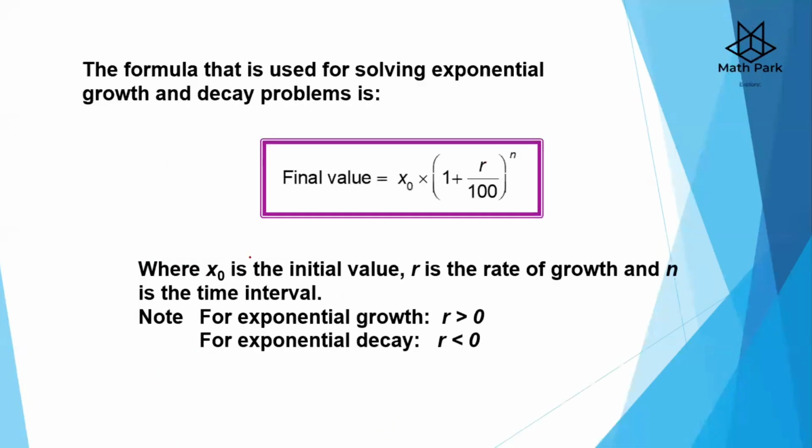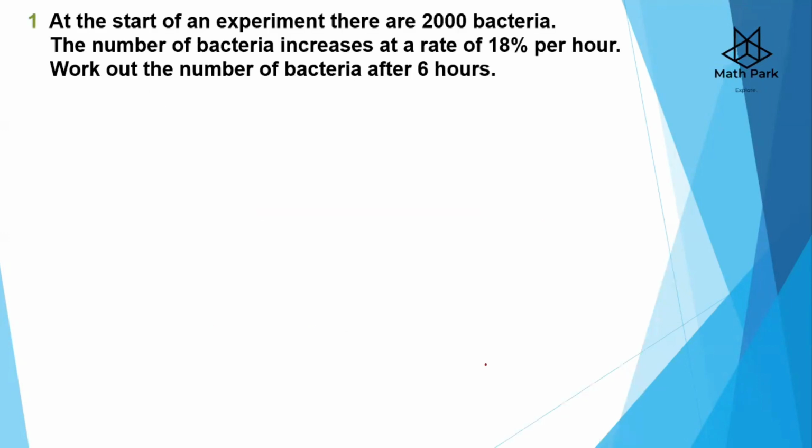Let's start solving some problems here. We have a similar formula, but here we write it with x0. The formula used for solving exponential growth and decay problems is final value is equal to x0 times 1 plus r by 100 to the power n, where x0 is the initial value, r is the rate of growth, and n is the time interval. It could be in hours, it could be in months, whatever. For exponential growth, remember r is greater than 0, and for exponential decay, r is less than 0.